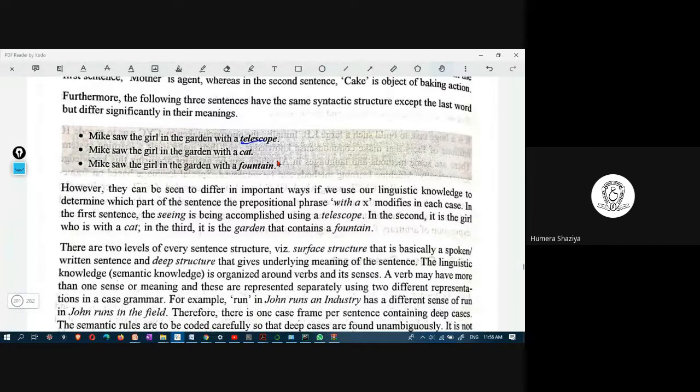In the first example, the telescope was with Mike. In the second sentence, the cat is with the girl, and in the third one, the fountain is in the garden. We know that because we know what a telescope is, what a cat is, what a fountain is. We can't say that Mike used a fountain to see the girl, because a fountain is something available in gardens or parks. We humans know that. So it is a very difficult and tedious task to make computers or AI systems understand sentences spoken or written in natural language.